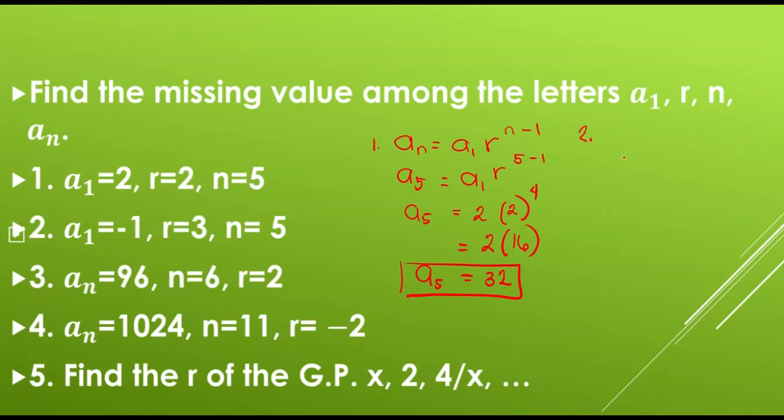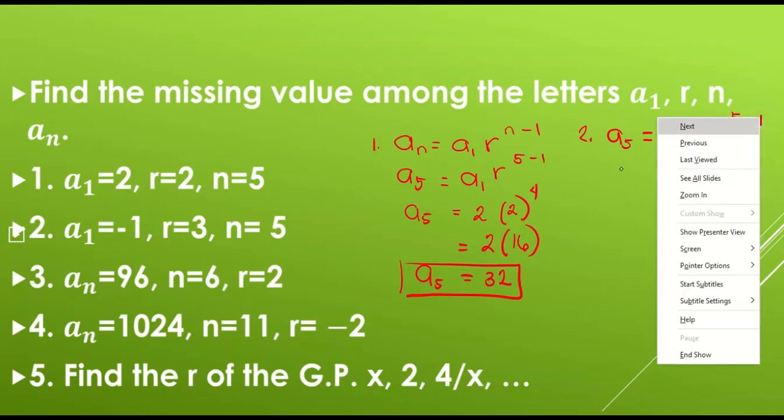You have the first term, you have the n, so you have a sub 5 being asked. A sub 5 is equal to a sub 1, which is negative 1, times r, which is 3, raised to n minus 1. Because your negative 1 is the first term.